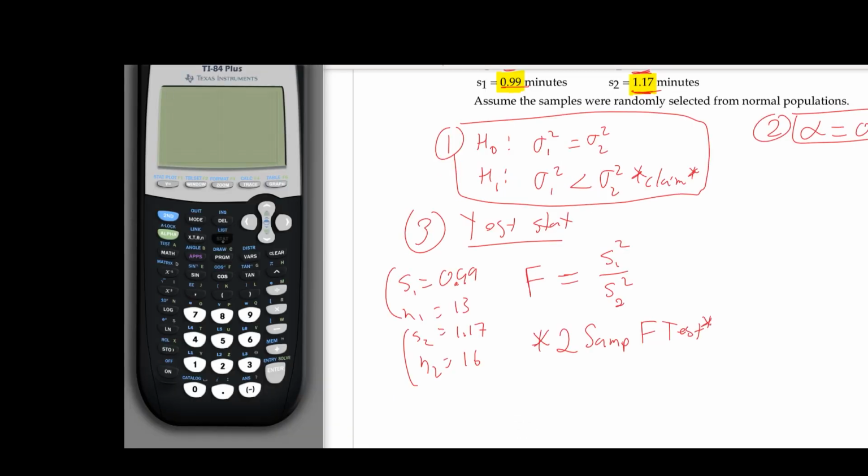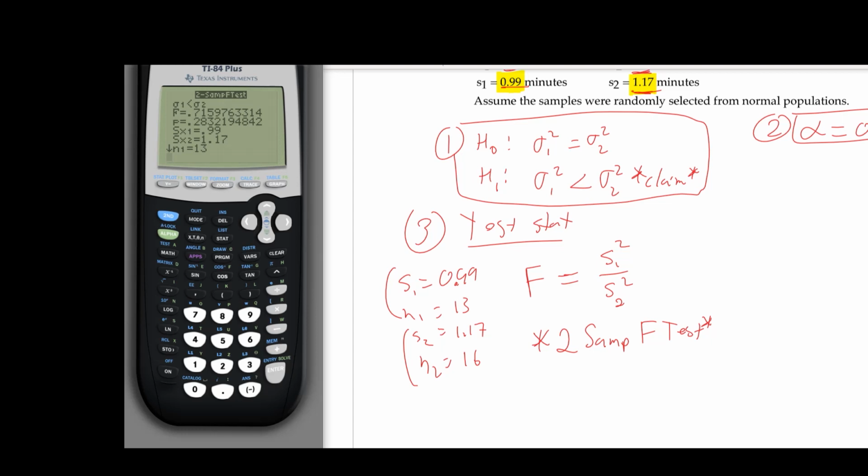I have a blank home screen here. Let's go to STAT, then TESTS. It's much easier if you go up, and you should be able to find it pretty quickly. 2SampFTest. Let's press enter. Do we have data? No, we have stats. So let's scroll over to Stats, press enter, and fill this in. The alternative is that sigma 1 is less than sigma 2, right? So make sure that we scroll over to that. Let's go ahead and calculate.